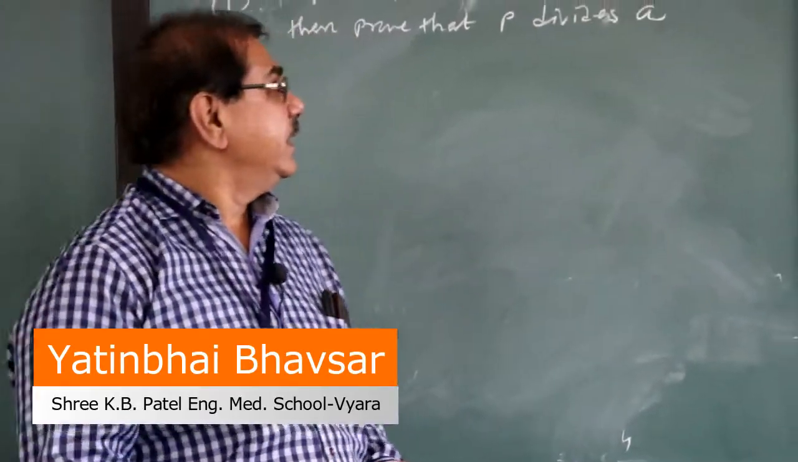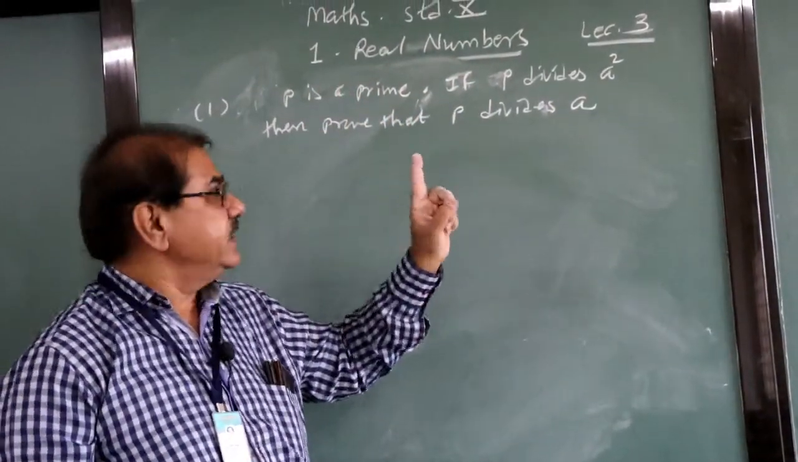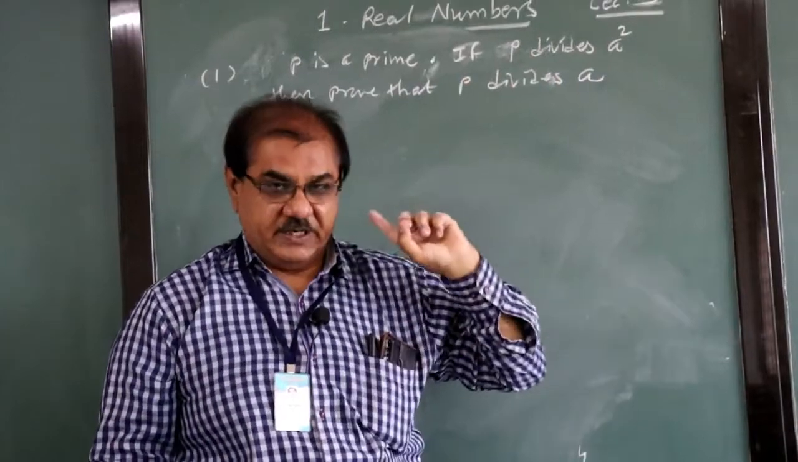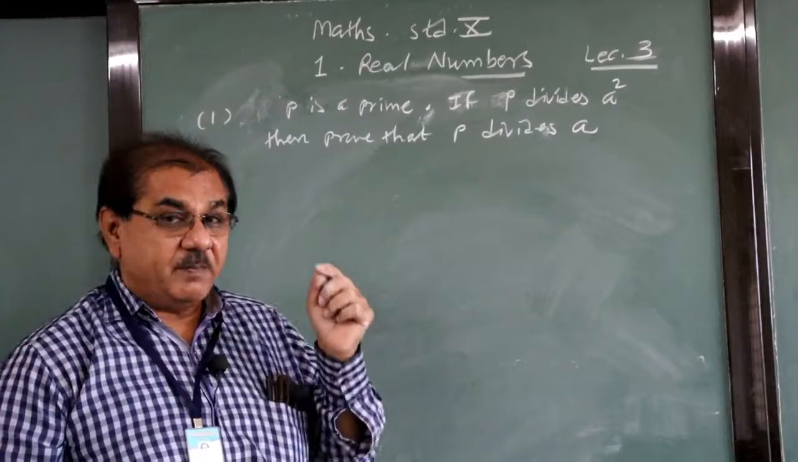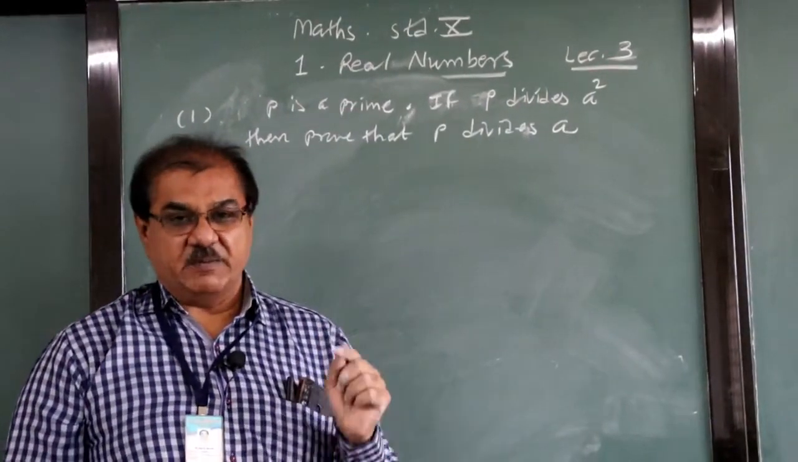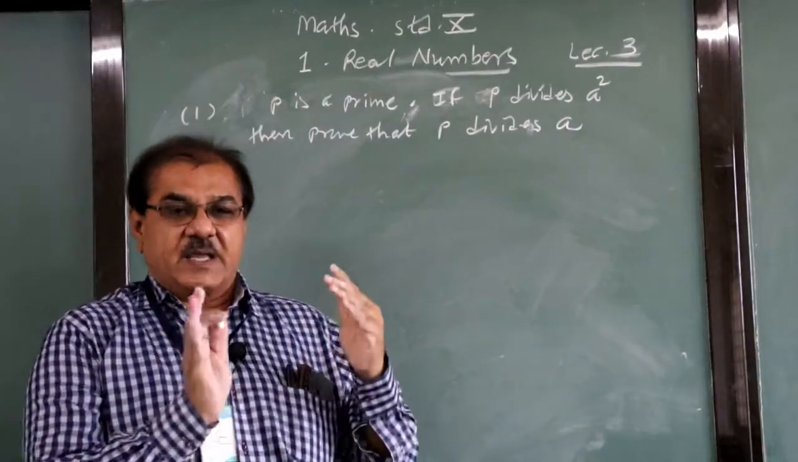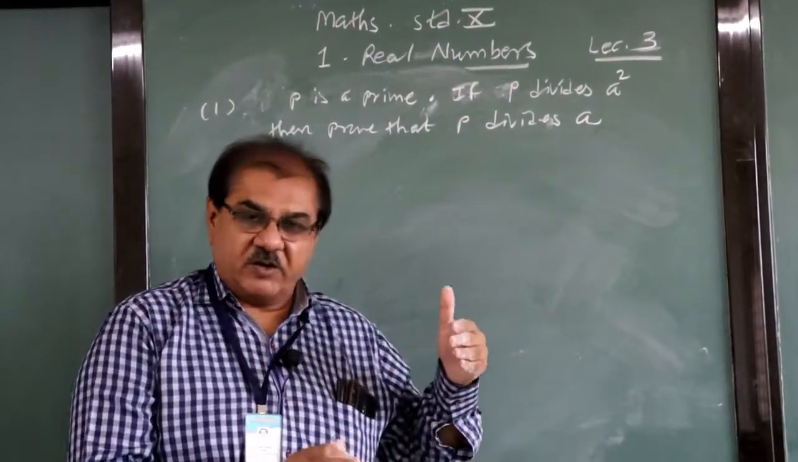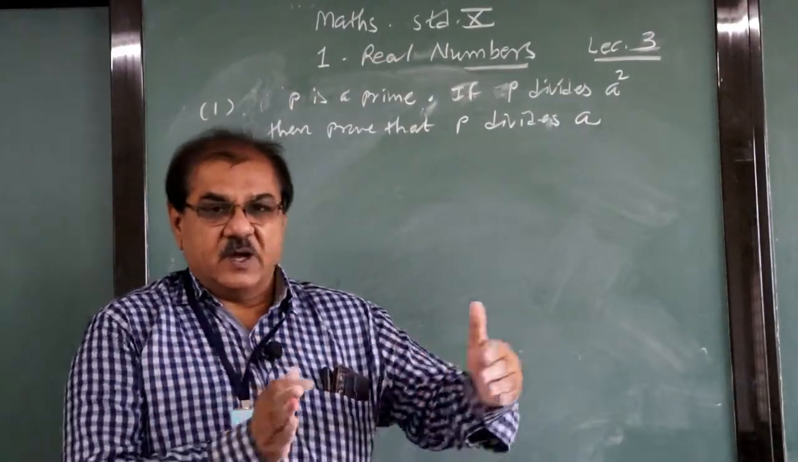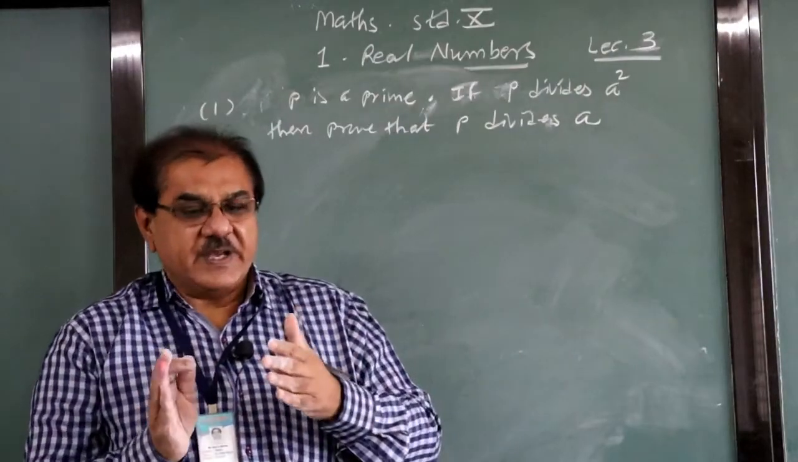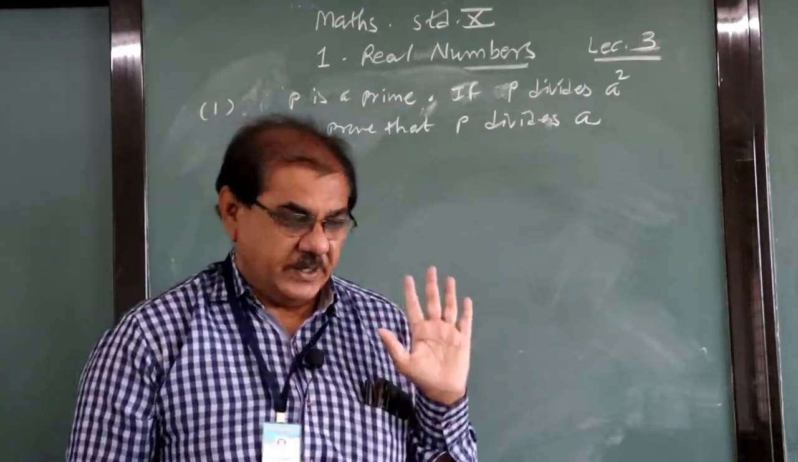Hi friends, now in Maths Standard 10, chapter number 1, Real Numbers, I am taking lecture number 3. In the previous lesson, we studied theorem number 1.2, that is the fundamental theorem of arithmetic. In that we studied that every composite number can be expressed as the product of prime numbers. The factorization is always unique if the order is considered, that is, if we take the order in ascending, then for everybody the factorization is unique.